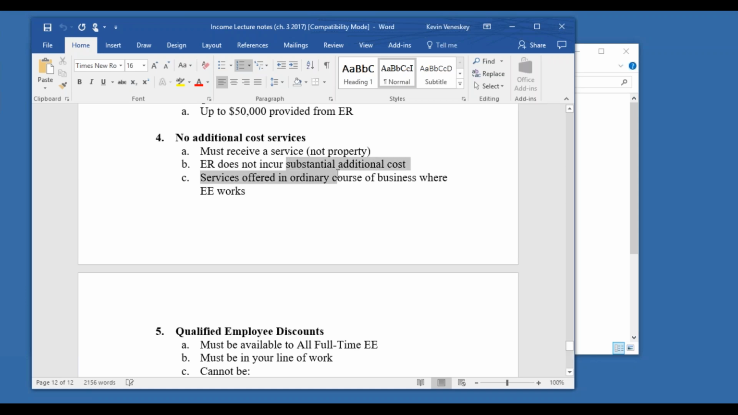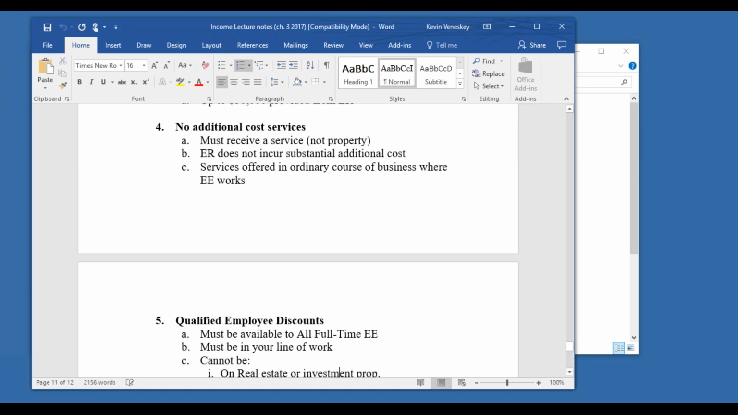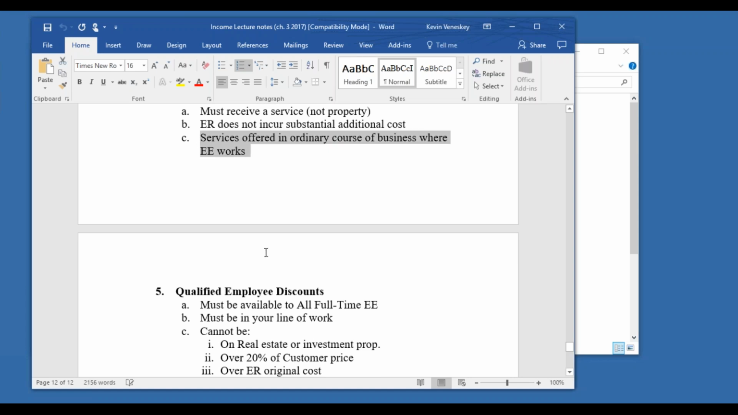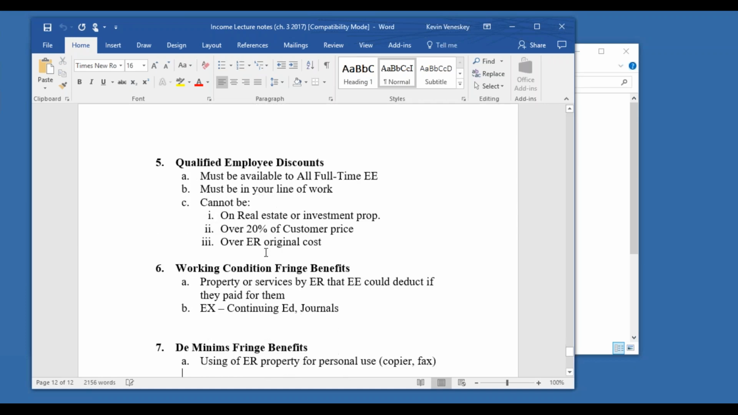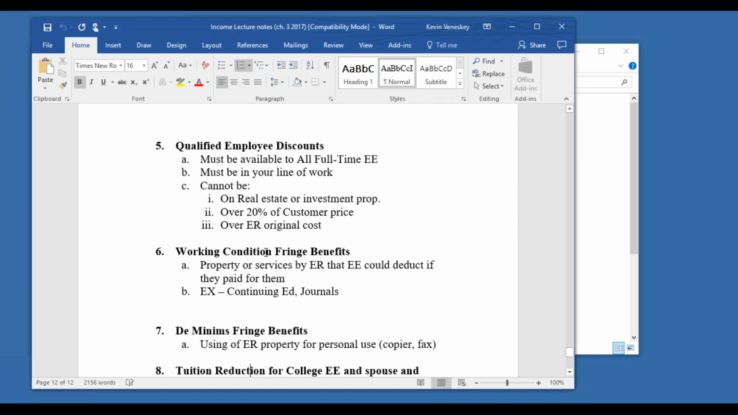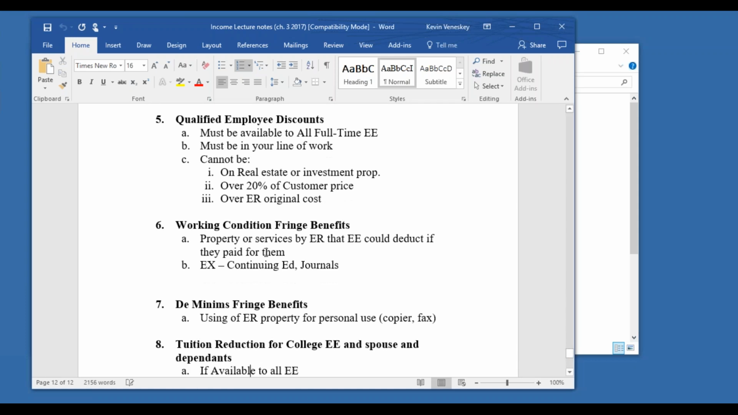The employer does not incur substantial costs. That means they may have some, but the keyword there is substantial. And it's the normal things that the employer provides. What I mean by this is some companies will do various services. For example, one company may have a train service, and on the other side, the same company also does car rentals. You could not get a free car rental if your primary job is working on the train side. That's what they mean by it has to be in your normal course of business where you work. Even though the company may do lots of things, it's only for where you work, the type of company and work that you do.